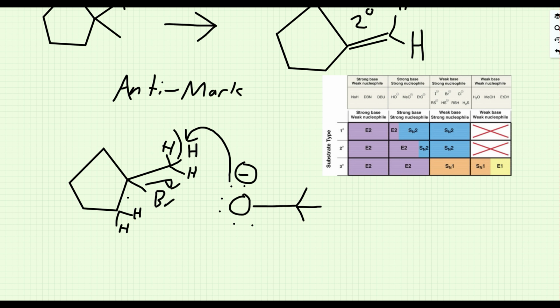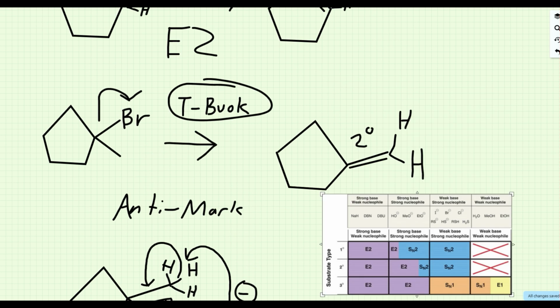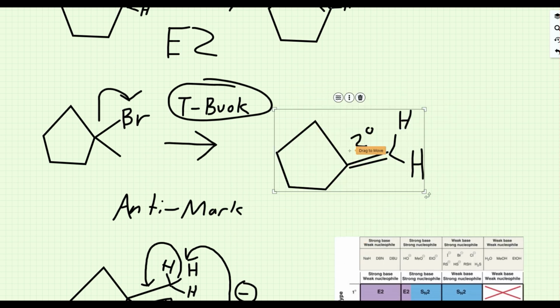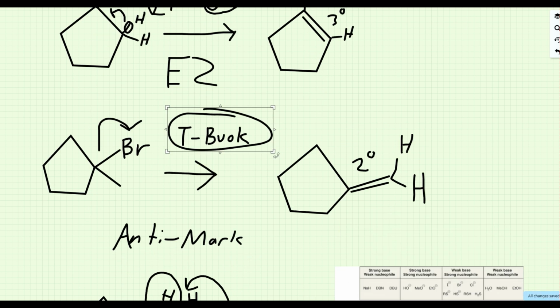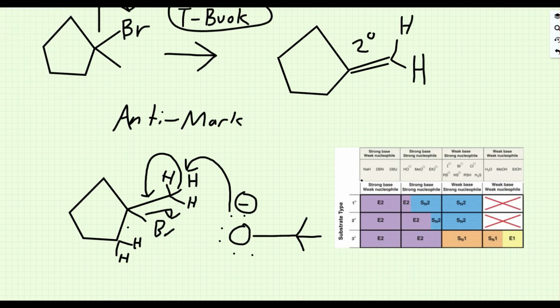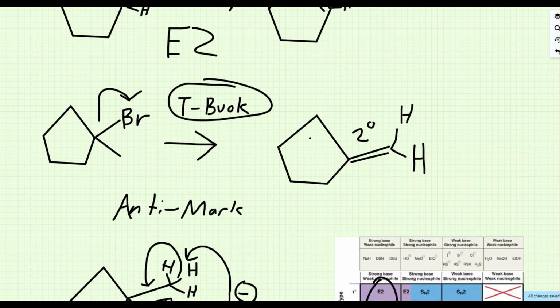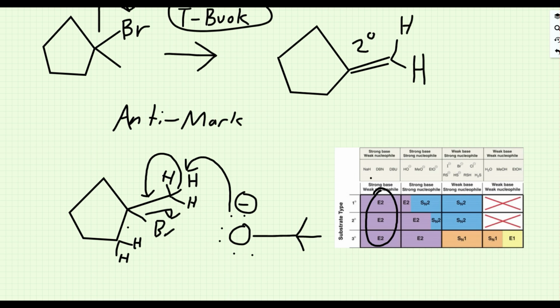And then the electrons from the covalent bond with the hydrogen go to form a pi bond, leaving us with the anti-Markovnikov product. The anti-Markovnikov product with a sterically hindered strong base. So what I just drew would be this, where we have a bulky base that is a weak nucleophile.